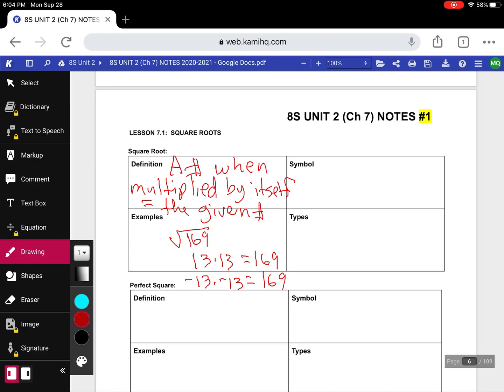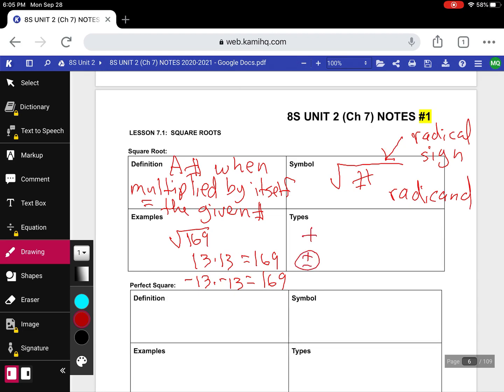Okay, if you have the symbol, you guys have probably seen this before, the square root symbol. That little, we call it a house, is called the radical sign. Okay, and the number that we put underneath of it is the radicand. Let's see if I can spell this today. There we go. Okay, and the types, I'm going to put positive, and I'm going to put positive or negative.